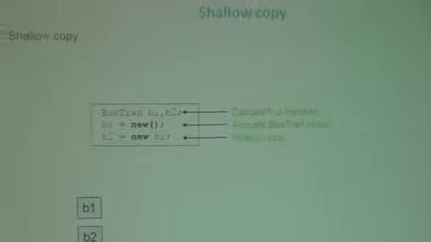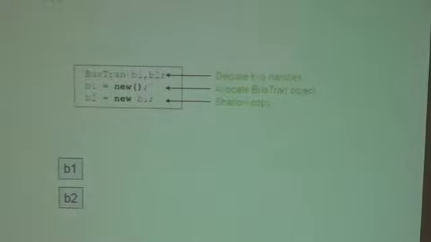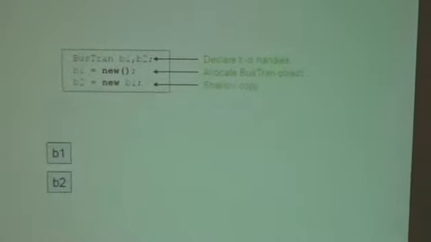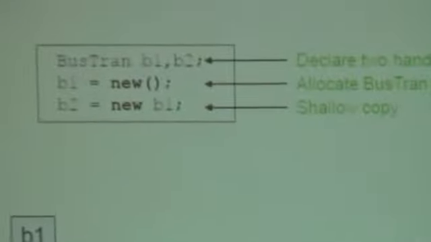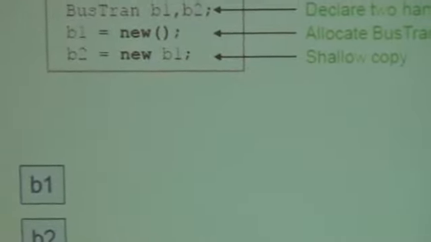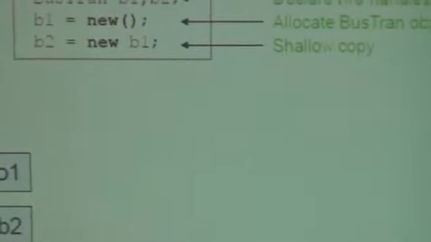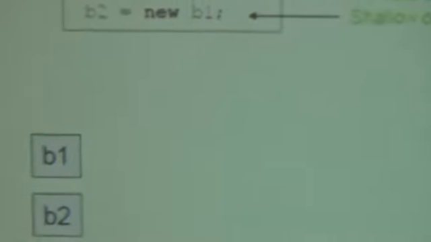Let us see the shallow copy. In the shallow copy, I have declared a class Bustron. Bustron is the name of a class. For that class I have declared two handles, one is b1 and the other is b2. For b1 I have created an object. Now I am copying that object b1 into b2 using this command, b2 is equal to b1.